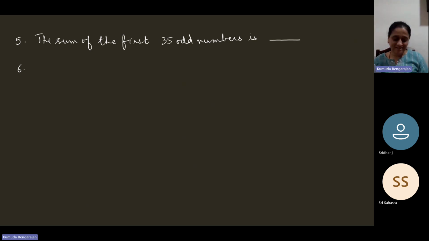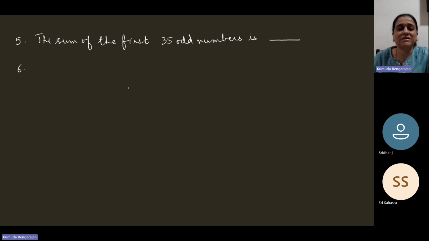The sum of the first 35 odd numbers is... very easy. I'll tell you something. What is the sum of the first two odd numbers? The sum of the first two odd numbers. 4. What is 4? Say something else about it, something special about it. Okay, what is the sum of the first three odd numbers?